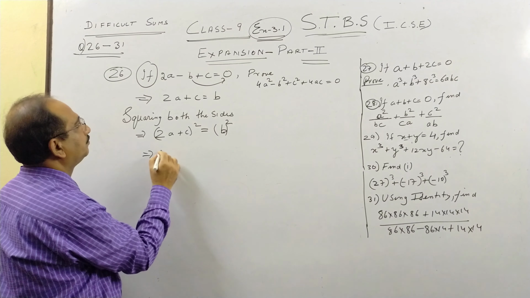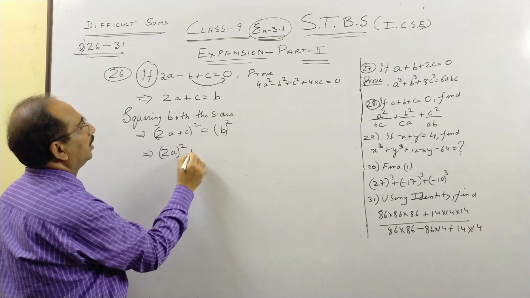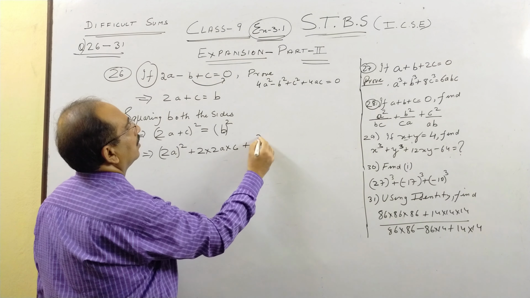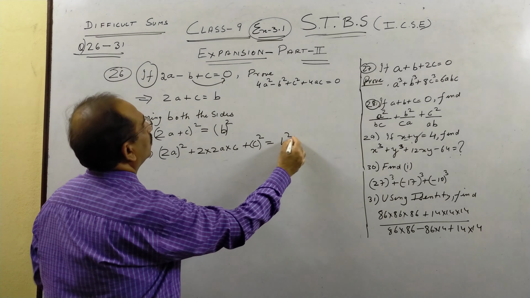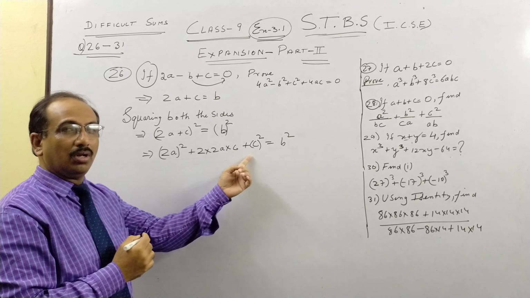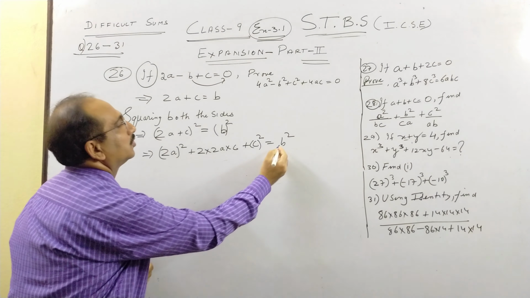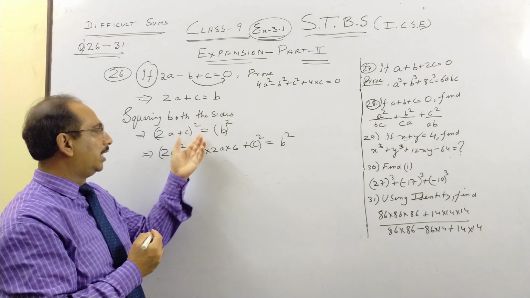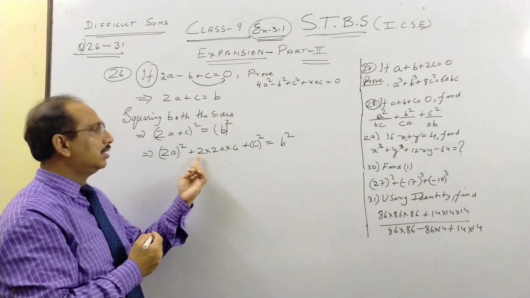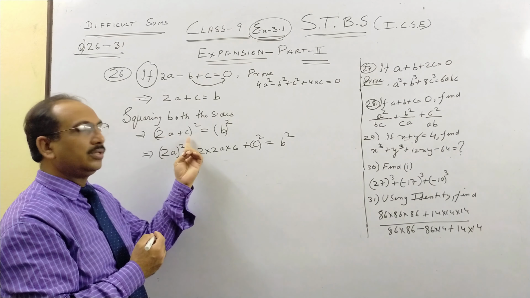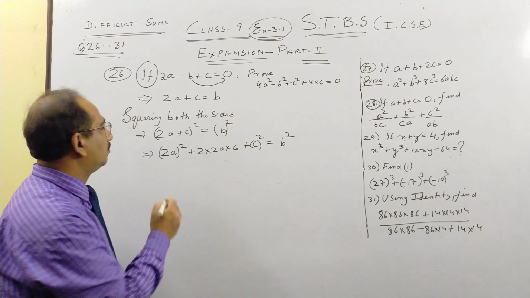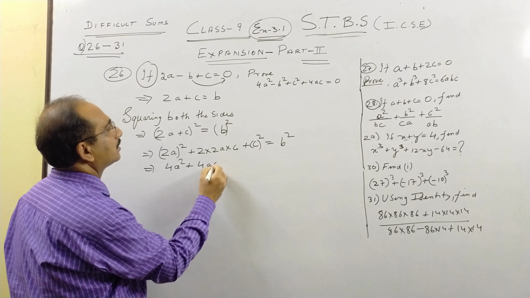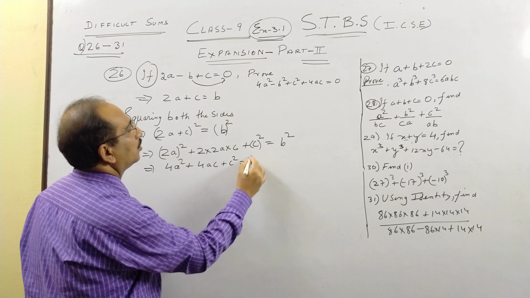If you expand, 2a whole square plus 2ab plus b square. So here this is the first term and second term. I should not call it b because already 1 b is there. So what we will do is, first term plus second term whole square is first term square plus twice the product of first term into second term plus second term square. And the second last step is this: 4ac plus c square is equal to b square.